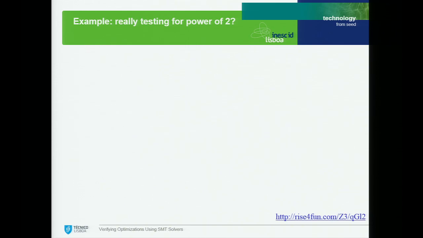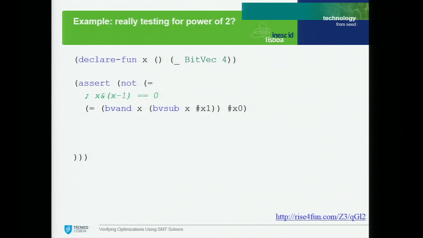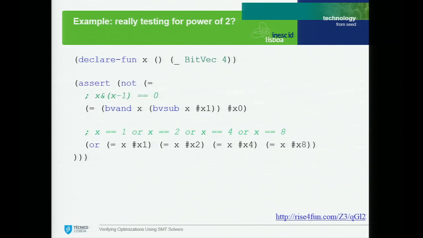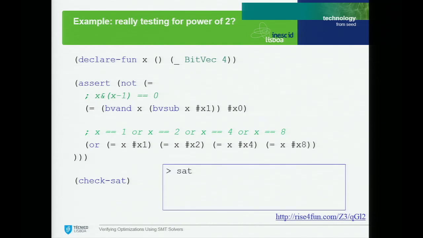But then Dimitri said this is a power of 2. Are we sure that it is testing for power of 2? Well, I'm not. So let's ask the solver. I define x with 4 bits because I don't want to enumerate all the powers of 2 up to 32 bits. And then let's say, is this equivalent to being equal to 1, 2, 4, or 8, which are all powers of 2 of 4 bits? Then I ask, is it satisfiable or not? And it says it is. This means that the expression is not computing the power of 2. So Dimitri was almost correct.